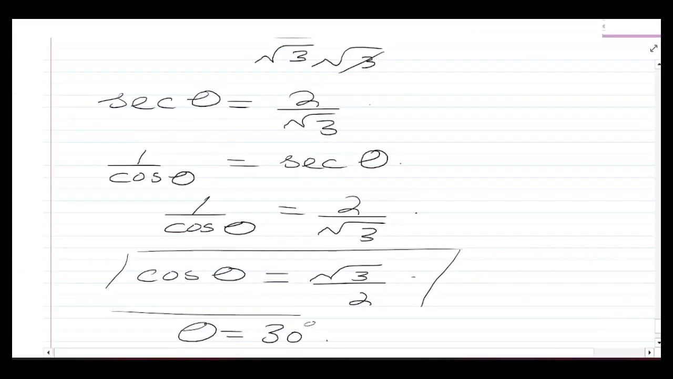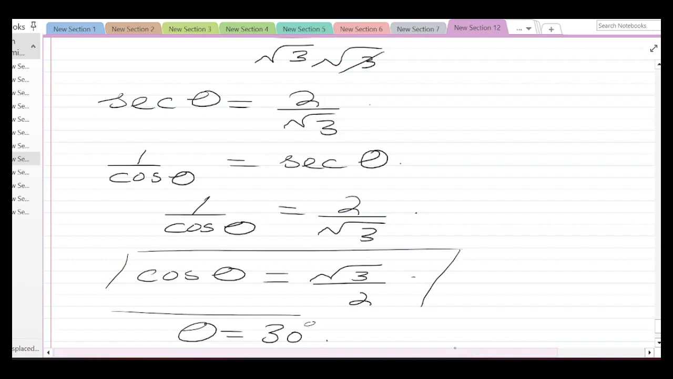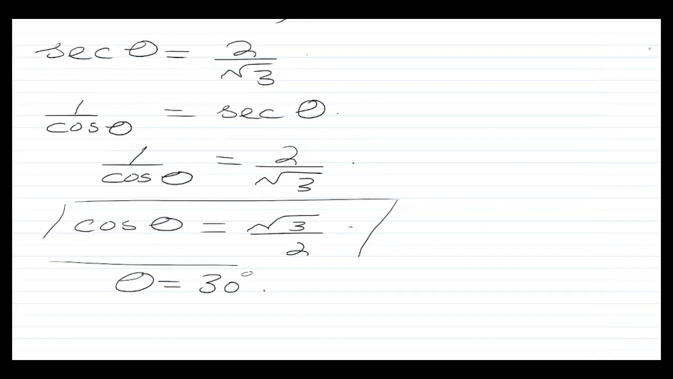And then now let's look at the fifth part. The fifth part is cos theta being equal to 0. So we know that the cos of 90 is equal to 0. So we can write cos theta being equal to 0. So the value of theta will be 90. This is our final answer.